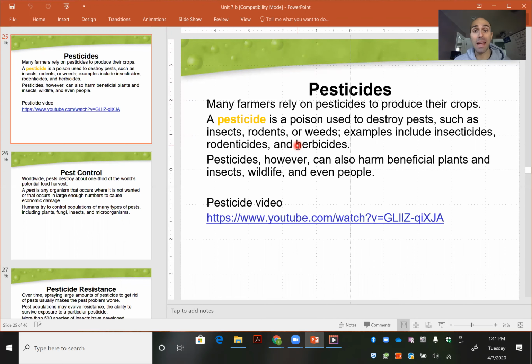So many farmers rely on pesticides to produce their crops. A pesticide is a poison used to destroy pests, such as insects, rodents, or weeds. Examples would be insecticides, rodenticides, herbicides, okay? All of these things target specific organisms: insecticides target insects, rodenticides target rodents, herbicides target weeds. They all specifically target a certain type of organism. Pesticides, however, can also harm beneficial plants and animals.